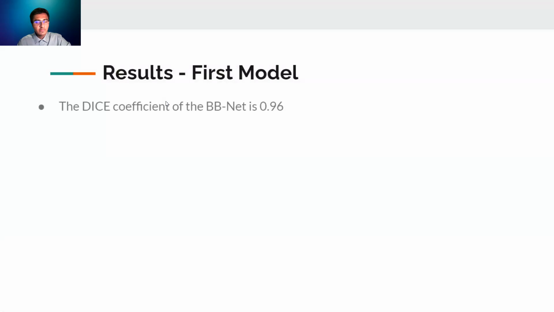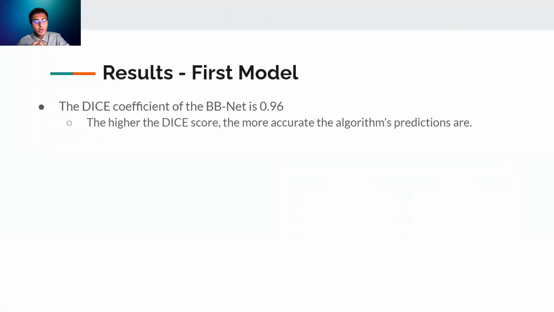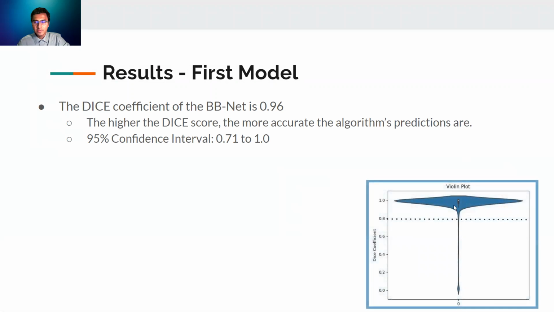The dice coefficient of the trachea predicting model is 0.96. The dice coefficient is a number ranging from 0 to 1, and the higher the dice score, the more accurate the algorithm's predictions are. The 95% confidence interval is 0.71 to 1.0. Here we can see a violin plot of the dice scores. The ideal result would be to have the entire distribution above 0.8, but the majority of the distribution is above the threshold, so the model performed very well.